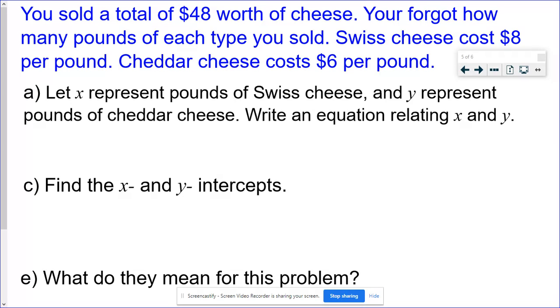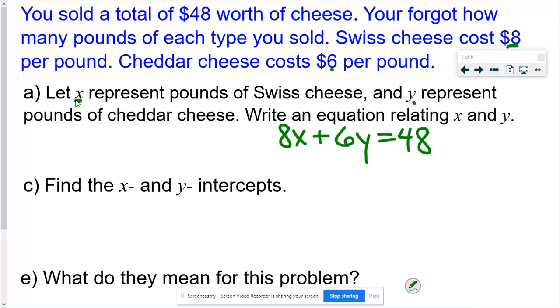We say that you forgot how many pounds of each type of cheese you sold. Swiss cheese is $8 per pound. Cheddar cheese is $6 per pound, and you made $48. You sold $48 worth of cheese. So X is Swiss, Y is cheddar. When I would write this equation, since the X is the Swiss and the Swiss cheese was $8 per pound, I would have 8X. Plus, for cheddar cheese, cheddar is the Y, and that's $6 per pound. And you sold $48. So I want to find the x and y intercepts.